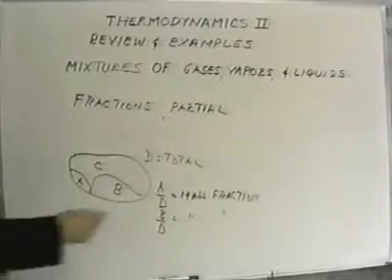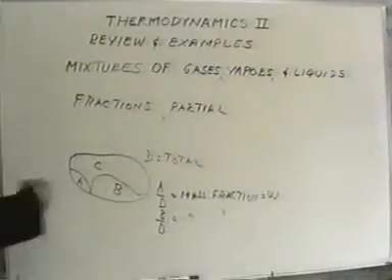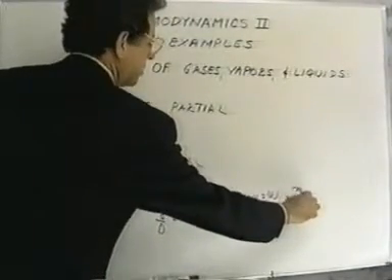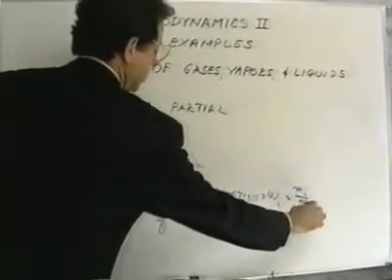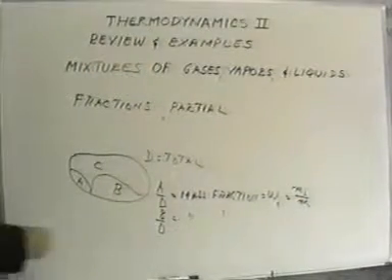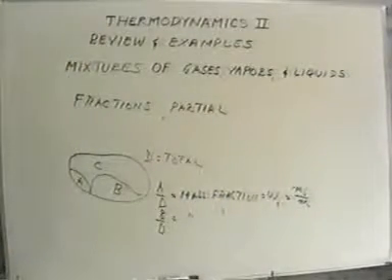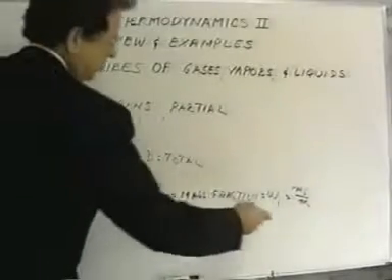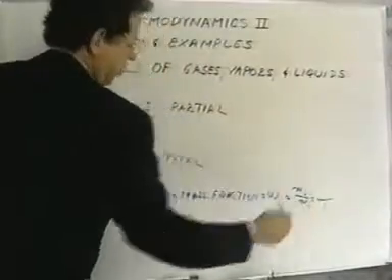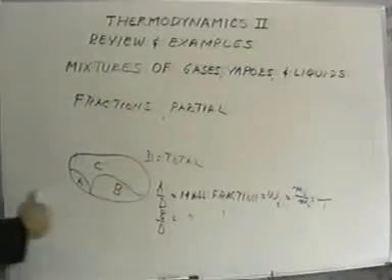Now symbolically, we write this as a W with a little i subscript, and this really means the ratio of m sub i over the total mass of the mixture. So this gives us an idea what we mean by a mass fraction. And very often we will assume that the total mass is equal to 1.